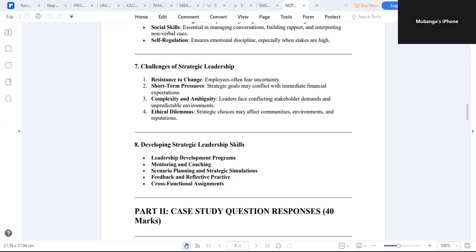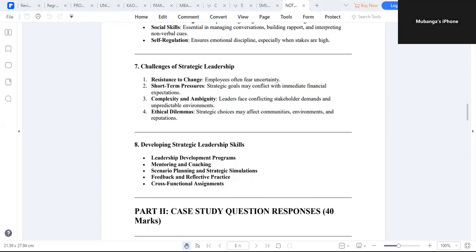Strategic leadership involves you guiding an organization towards attaining long-term success. But this role comes along with a lot of challenges, especially where decision making is concerned. Leadership here is demanding, and here are some of the challenges that we can expect. Number one, resistance to change.